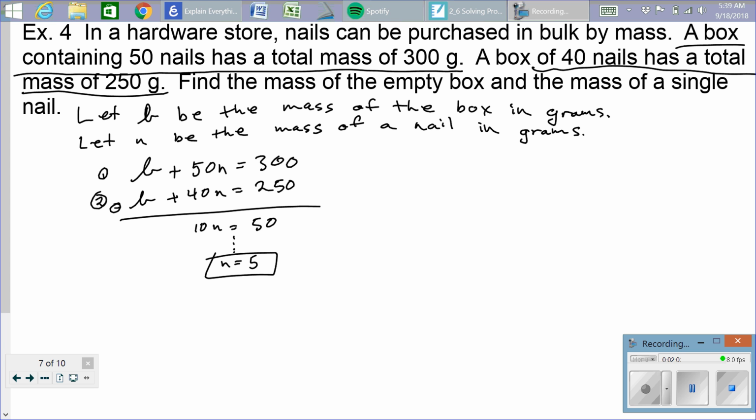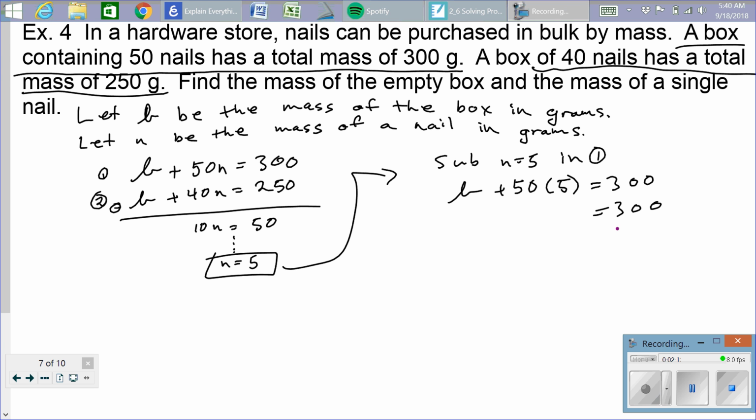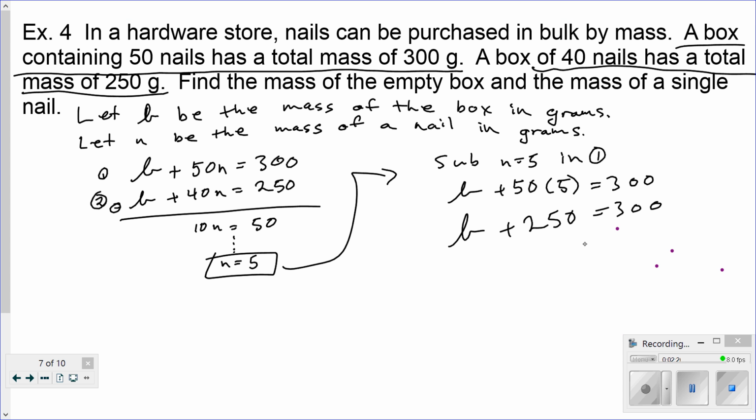Now let's take that N equals 5 and back substitute into an equation, into equation 1. So here we go. Now we end up with B plus 50 times 5 equals 300, which turns into B plus 250 is equal to 300, and after we do our calculations, we end up with B is equal to 50 grams.